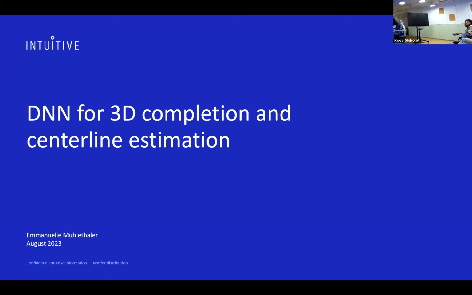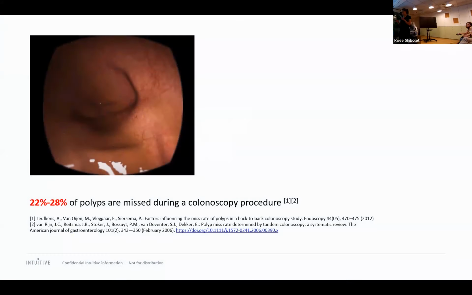I'm going to talk about how we used a deep neural network to solve a very specific problem of 3D point cloud compression and centerline estimation. So first, a little bit of context.